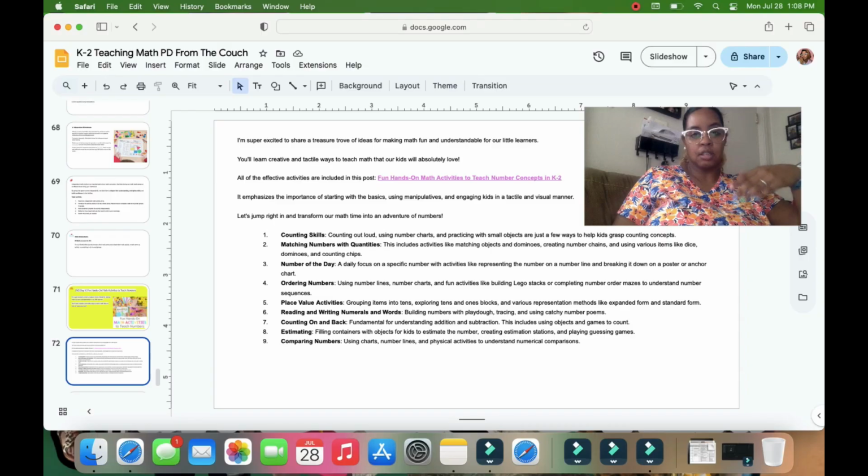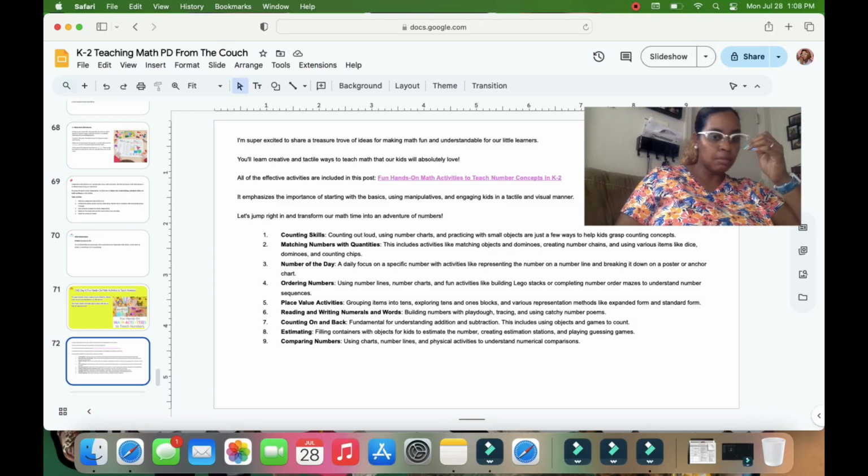So, a lot of these things, like counting out loud, using number charts, practicing with small objects, using objects such as dominoes, number chains, dice, counting chips, and then things like number lines and anchor charts, and making Lego stacks with numbers or mazes to show the number sequences, grouping items into 10s, twos or fives, and then counting, as well as building numbers with Play Doh, tracing, and catchy number poems.